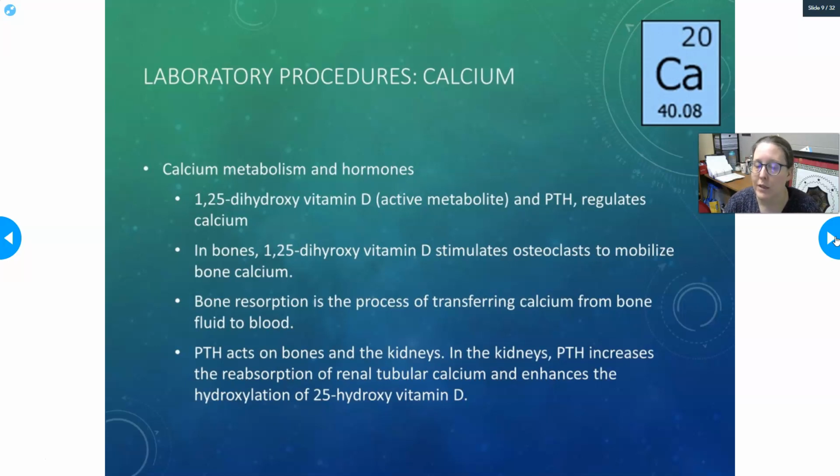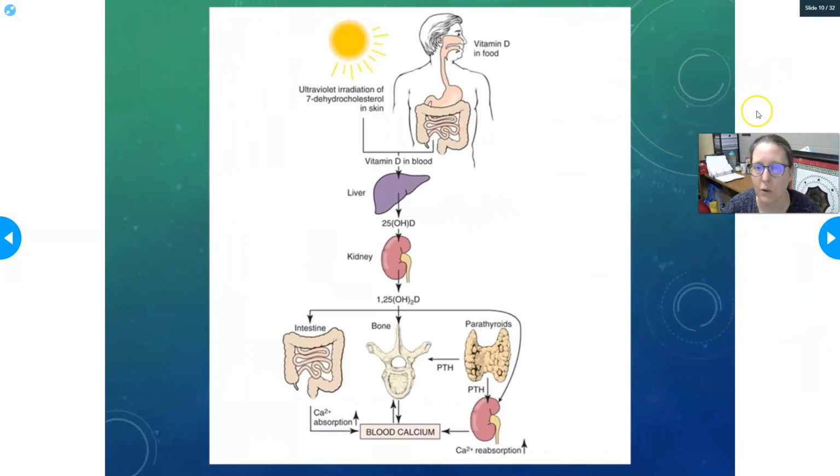And then that active 1,25-dihydroxyvitamin D will go into your intestines to help absorb more calcium from what's in your food and diet that you've taken in. So again, how vitamin D works in regards to calcium: this can be the vitamin D that's created from the UV radiation of cholesterol in your skin. So basically, in your skin, it takes cholesterol and turns it into vitamin D.